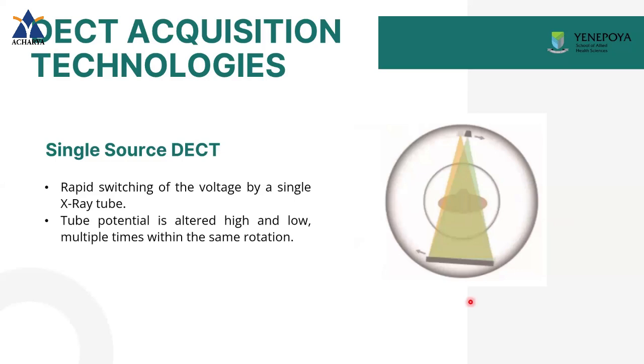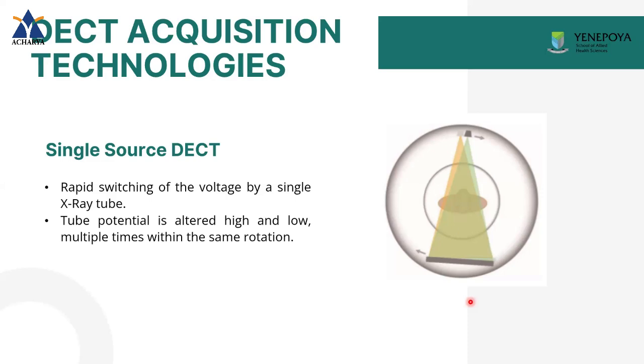Next you have something called single source dual energy CT. Single source dual energy means there is one X-ray tube, but you are providing dual energy acquisition with it. How can this be done? This can be done by changing the voltage quickly. The tube will be built in such a way that it is capable of switching between two voltages rapidly.